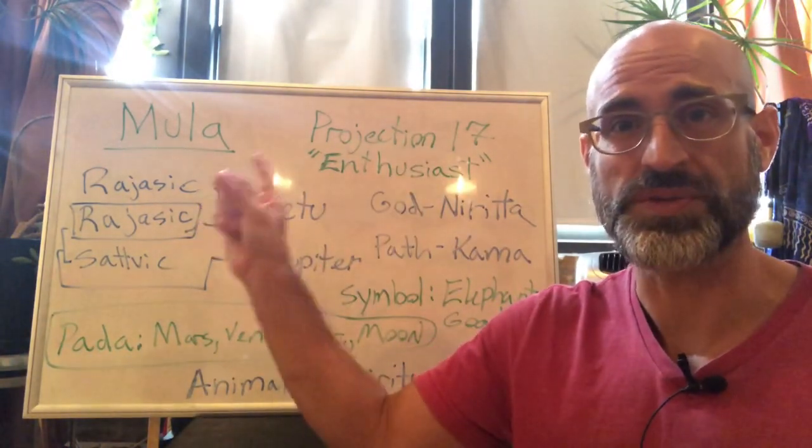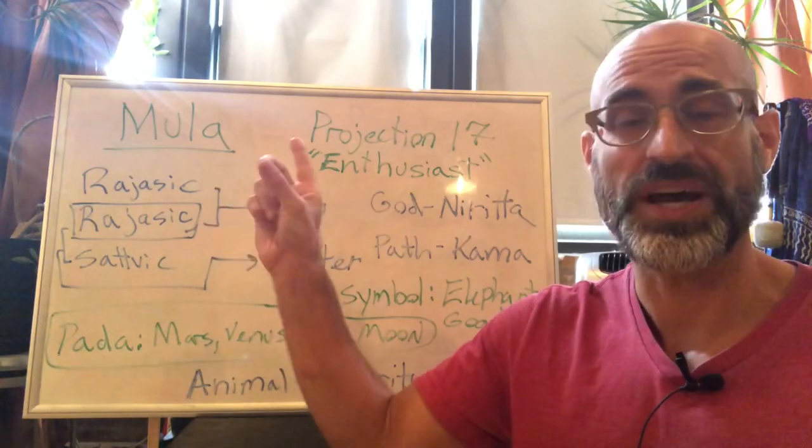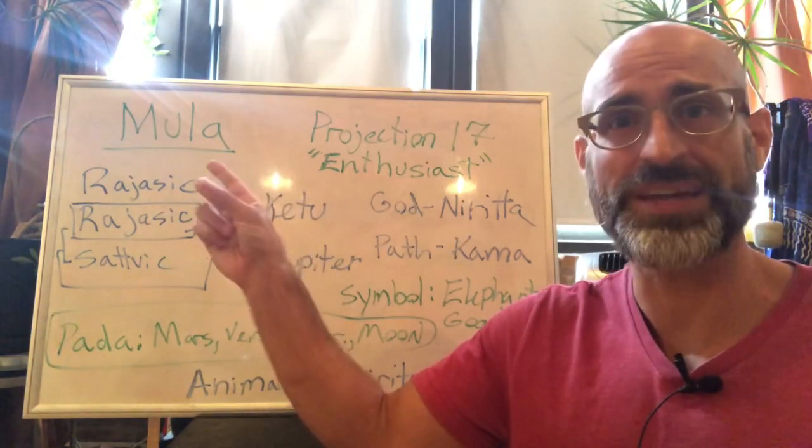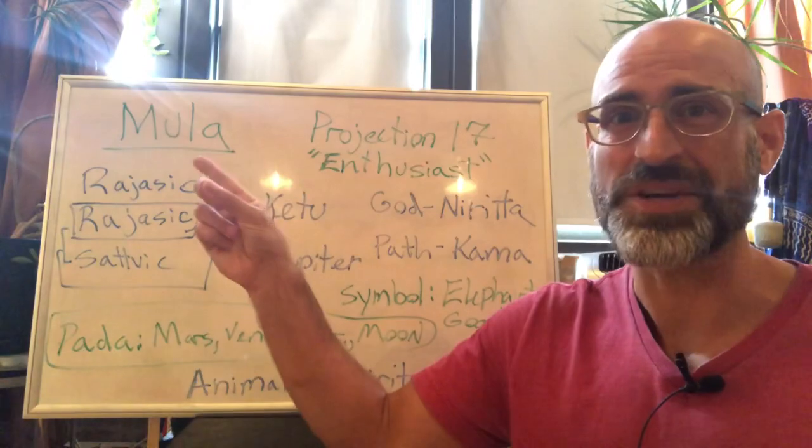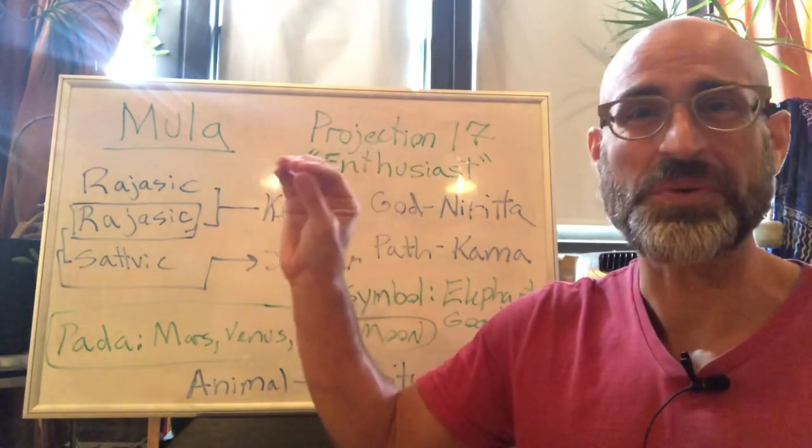Ketu, this karmic energy, is functioning on autopilot. They're kind of slamming into things. Trust me, slamming into things is a good way to put it.